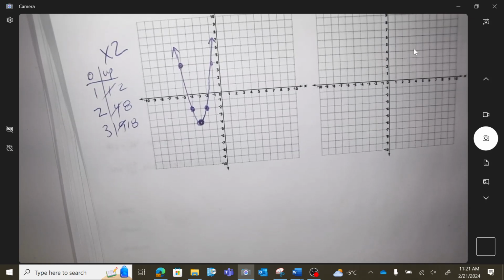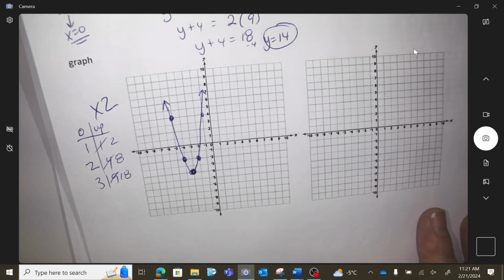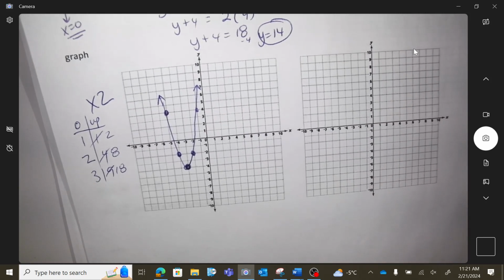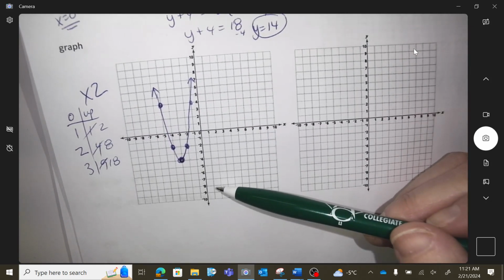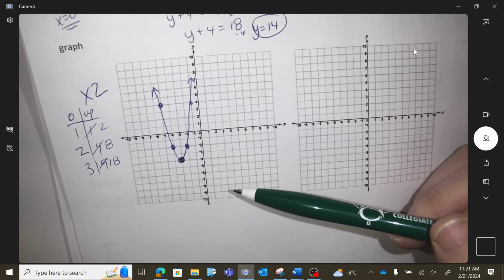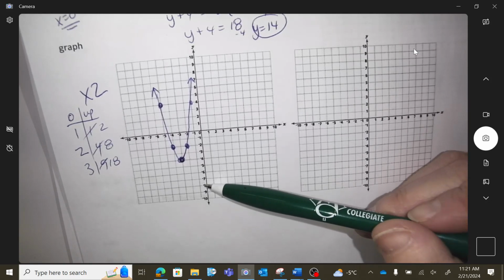You should, in your brain, say, does your y-intercept make sense? So we had 14. Yeah, that makes sense visually, right? Again, I get people who give me, say, a y-intercept of -8. Should be a red flag. That's not crossing there.